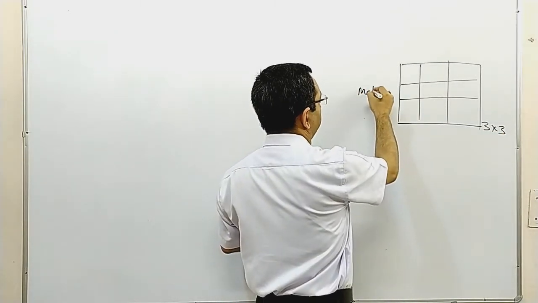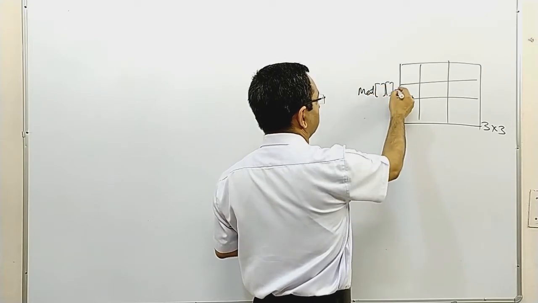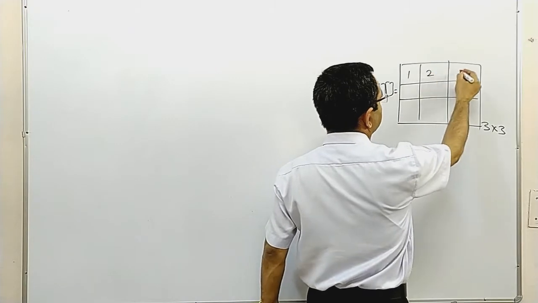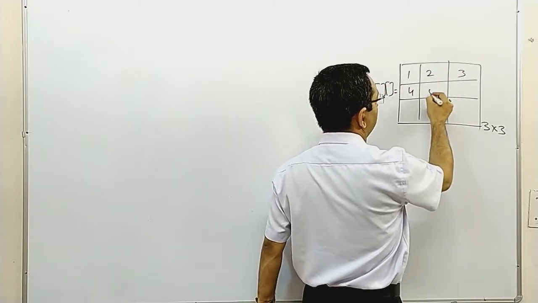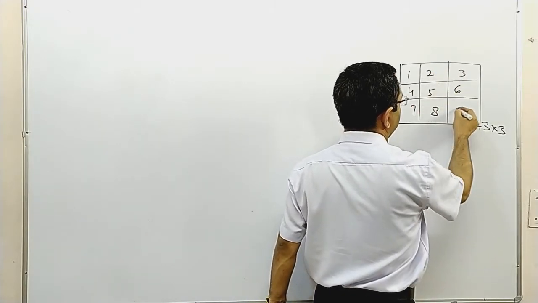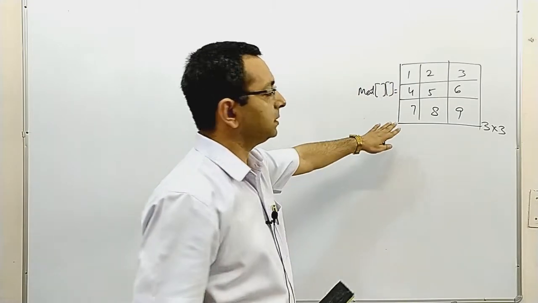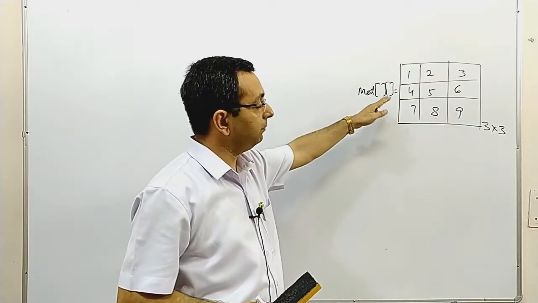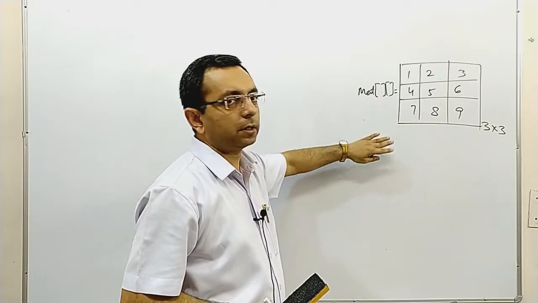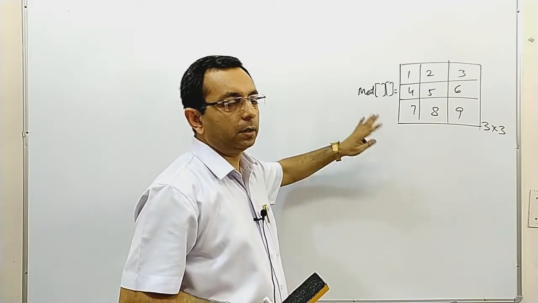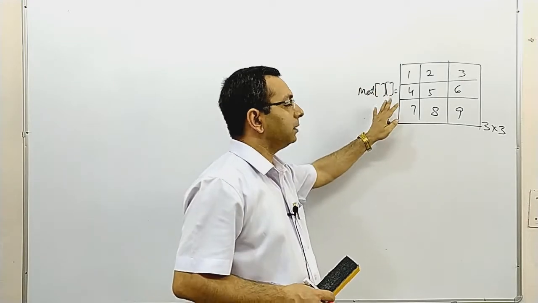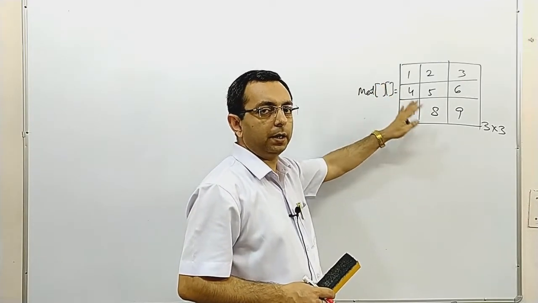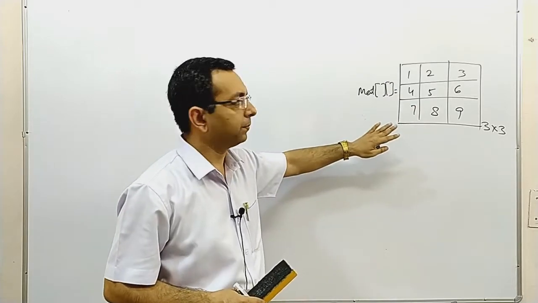So the matrix, we have named it as mat, and suppose we have given the elements 1 2 3 4 5 6 7 8 and 9. So these 9 elements are stored in this matrix, and we have to print it in transpose form. Remember that we are not converting this matrix into its transpose, we are just printing it as a transpose matrix.